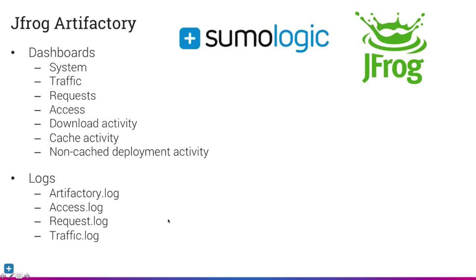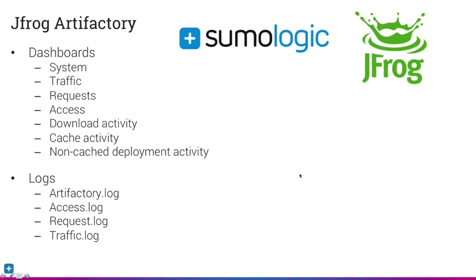And the type of log files that Sumo Logic collects are the artifactory.log, and this contains data on Artifactory server activity, access.log, which is the security log containing important information about accepted and denied requests, request.log, which contains generic HTTP traffic information and similar to the Apache HTTPD request log. And finally, the traffic.log. It's a log that contains information about site traffic and file sizes. So let's take a look at some of these dashboards.